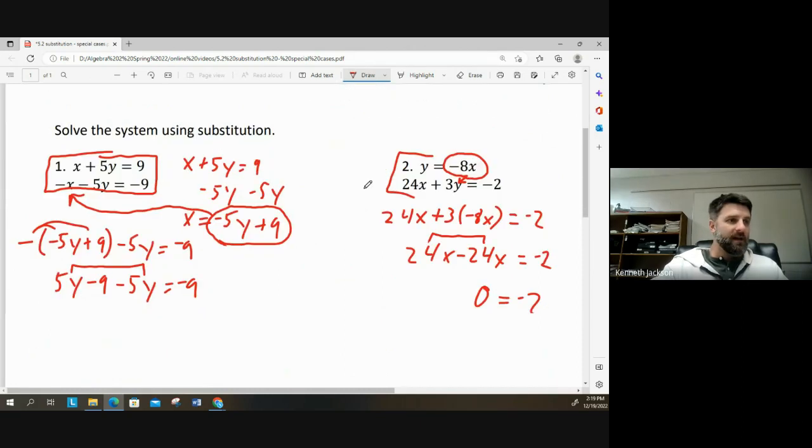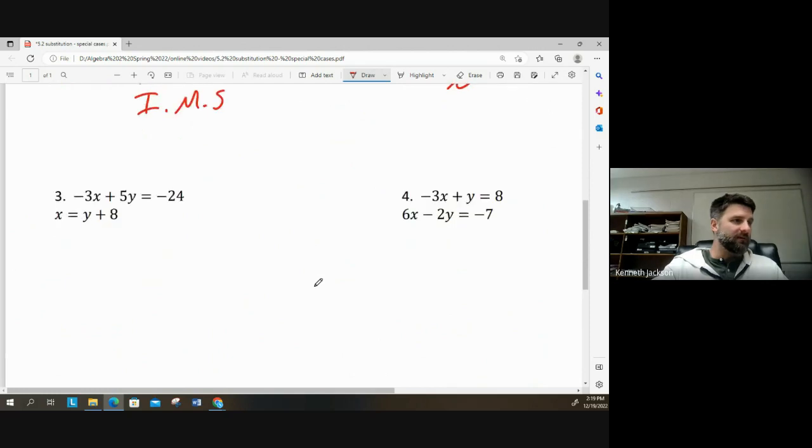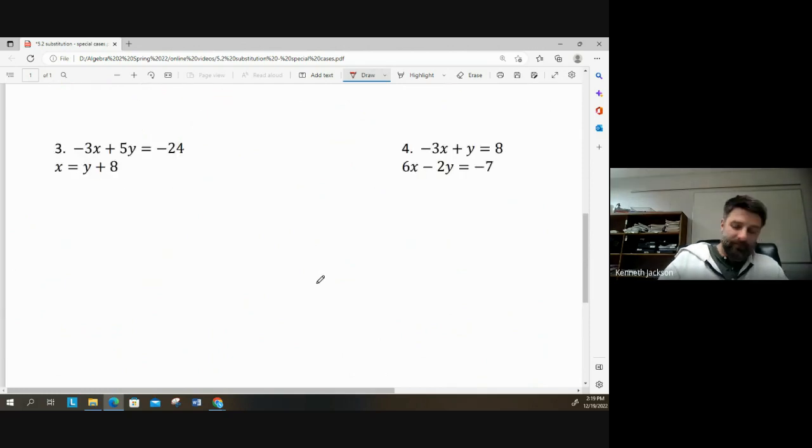So those are the special cases for linear systems. We have either infinitely many solutions, meaning we have a true statement, or we have no solution, which means it's a false statement. Let me work through two more if you need some additional help. On number 3, it already says x equals.